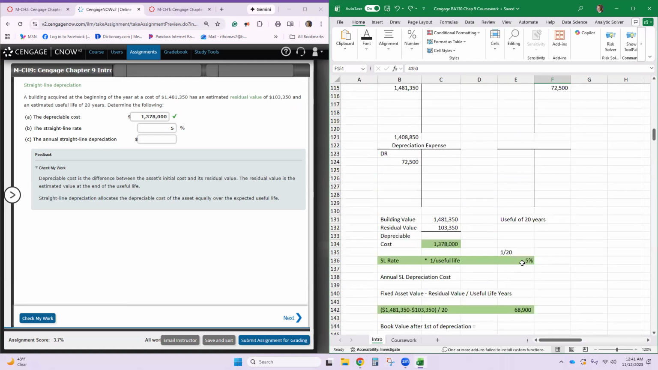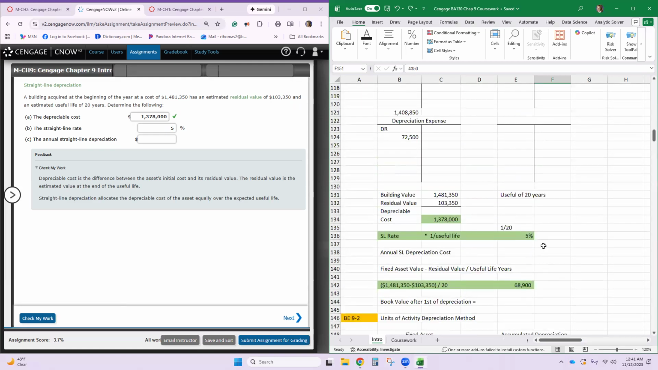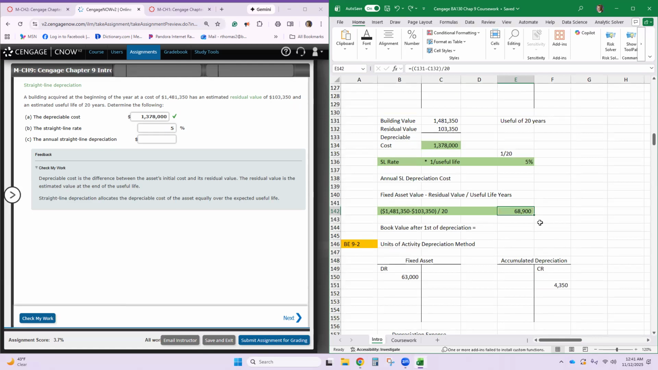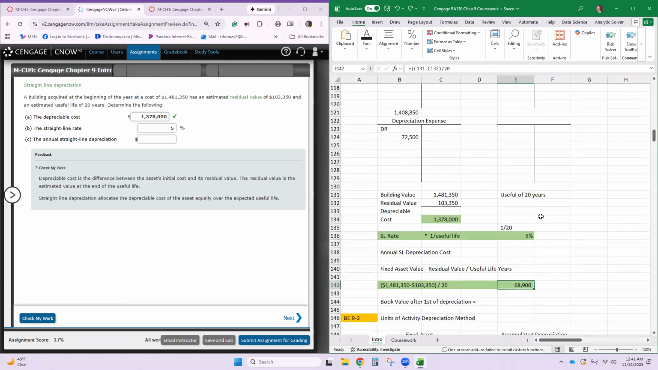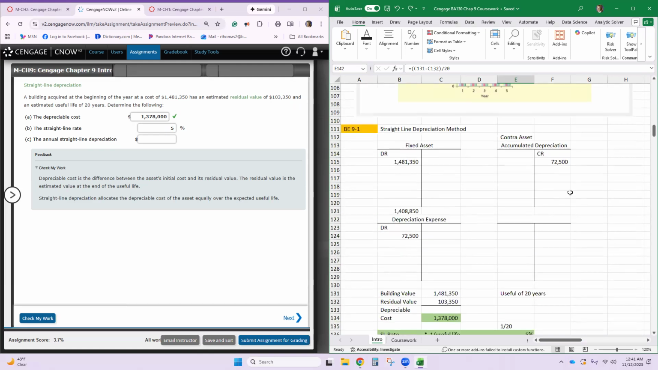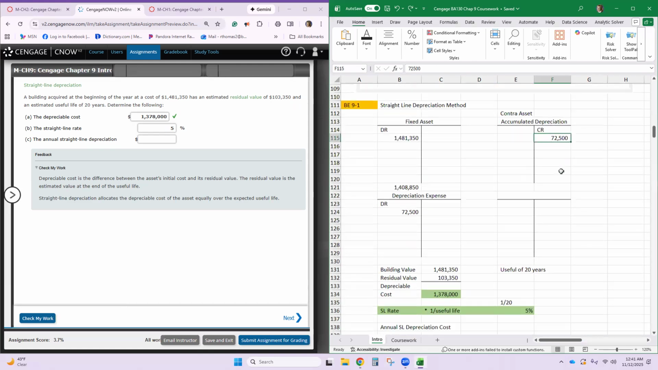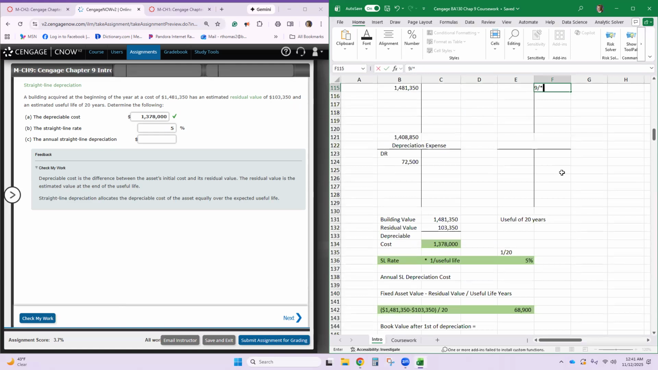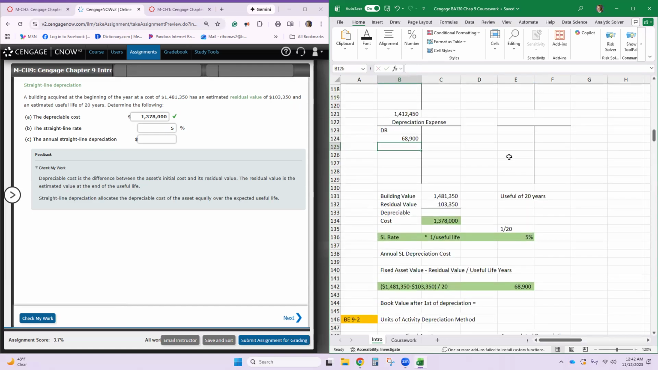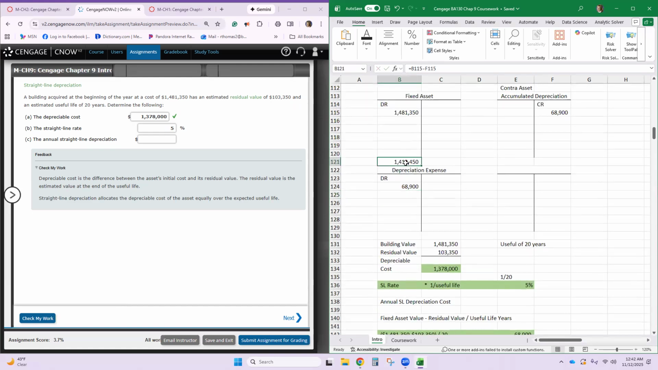Okay, here we are. So here is the amount of the depreciation. The depreciation for this first year is $68,900. So we'll make an adjusting entry at the end of the year for that amount. And that will equal that. And then we'll have the book value. This is what the book value of this asset will be.